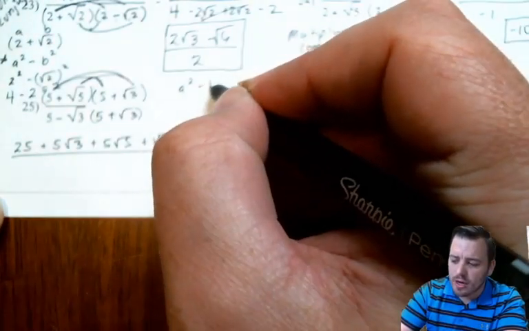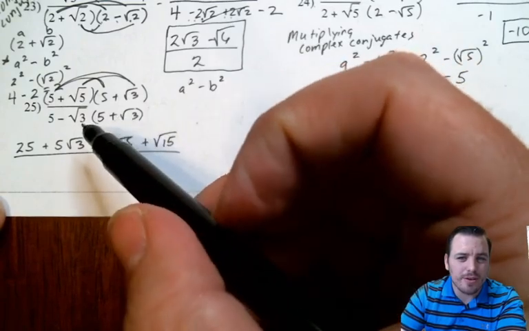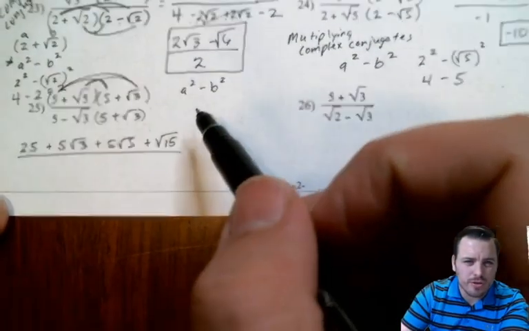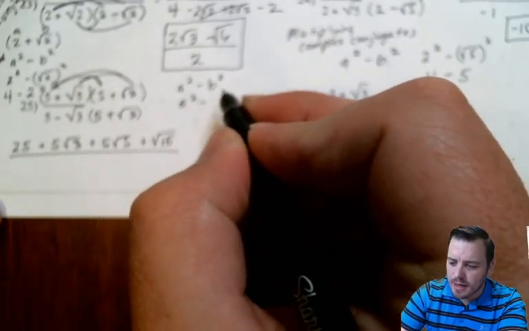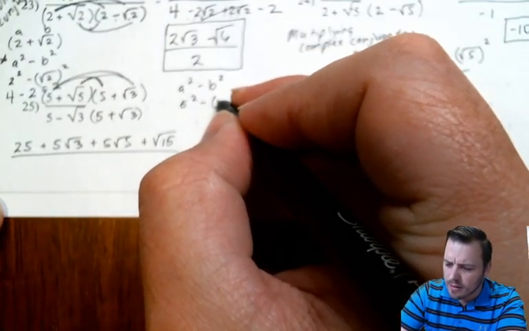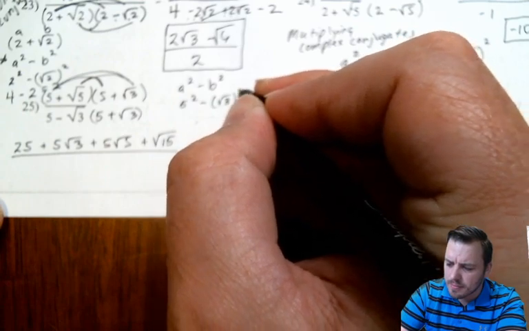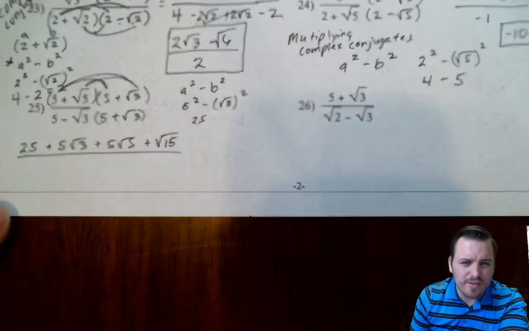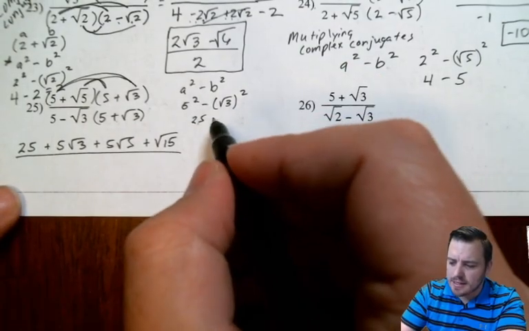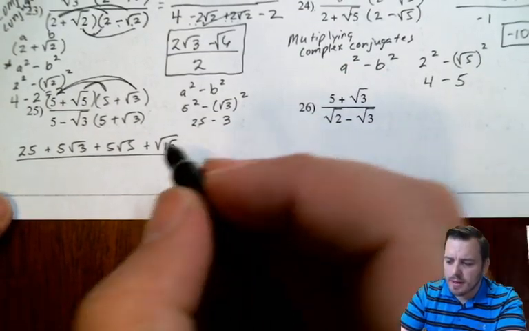You can do the other one. You can FOIL that if you want. I'm just going to do the shortcut a squared minus b squared. So that's 5 squared minus radical 3 squared. So that's 25, 5 squared is 25. And then minus just 3 there. And that would be 22.